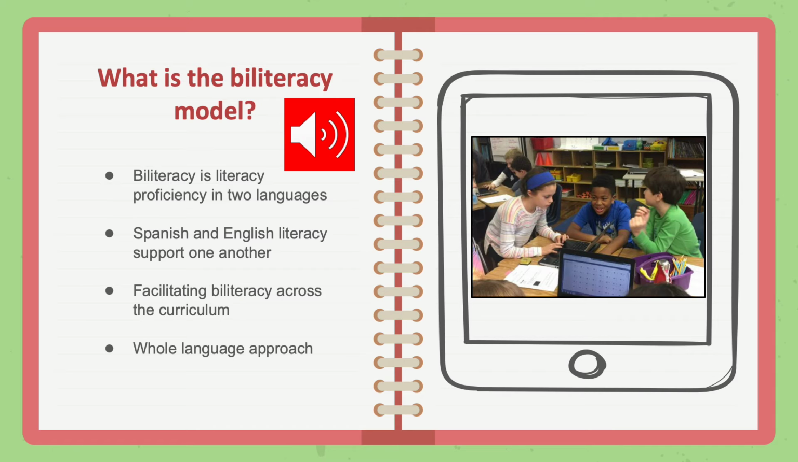Oyster also supports biliteracy by implementing the whole language approach, which means both reading and writing are taught by using interaction and literature-rich environments, instead of the old way of teaching them separately and basing each on their individual skills.